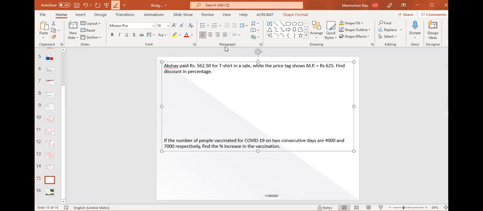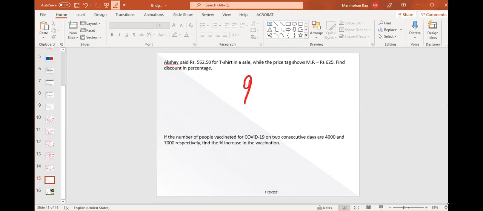Anybody, the first problem? What can you people do? These two problems are "check your knowledge." It is left to you. It should be in percentage. How much discount have you got?